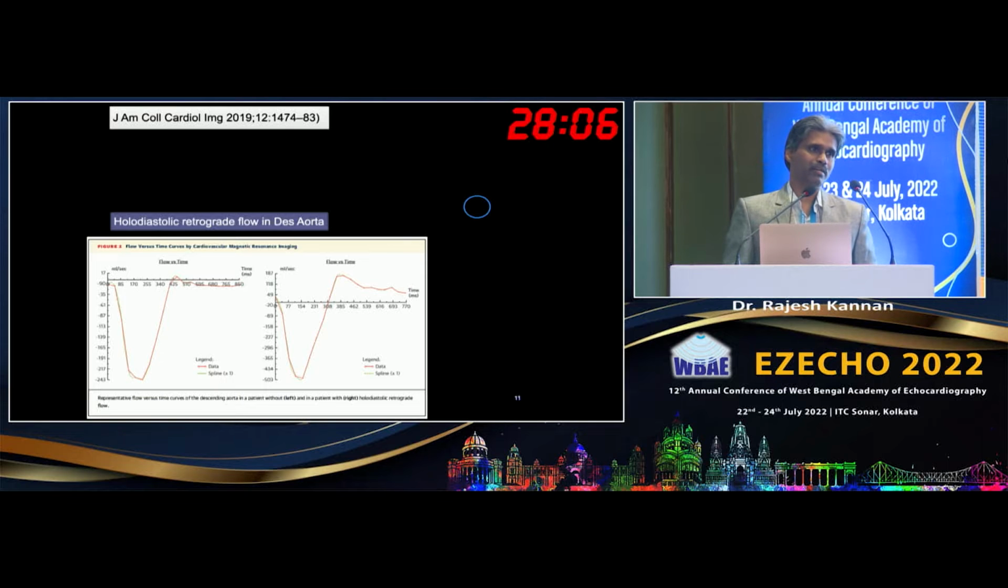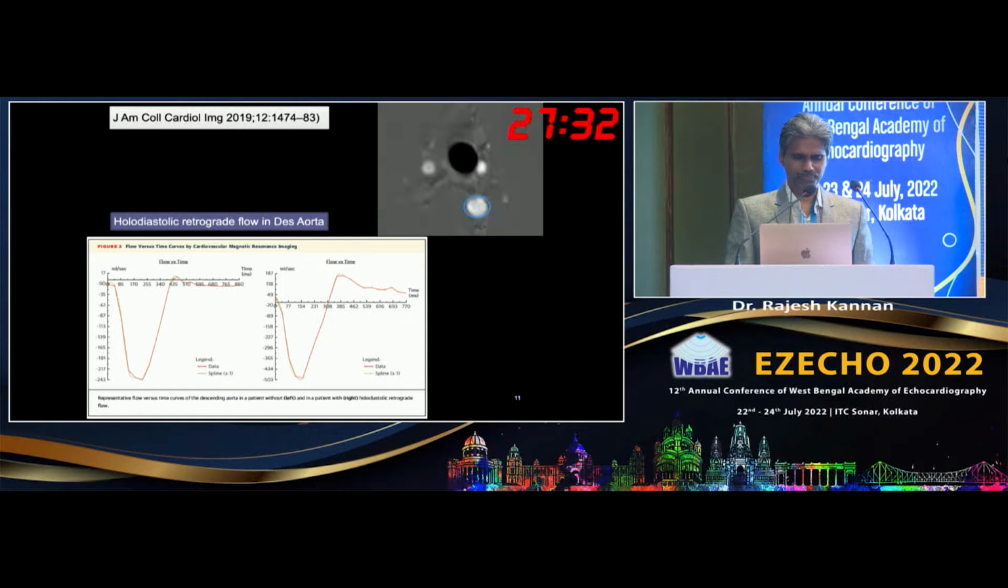Another important thing which we can use to assess severe aortic regurgitation is looking at the PC at the descending aorta. If the descending aorta shows holodiastolic retrograde flow, that signifies that the aortic regurgitation is very severe. So that is one of the indirect pieces of evidence for quantifying aortic regurgitation. You can see that in this case there is only minimal flow reversal at early diastole, whereas in this case there is a continuous flow reversal during the entire diastole, which suggests that it is a severe AR.